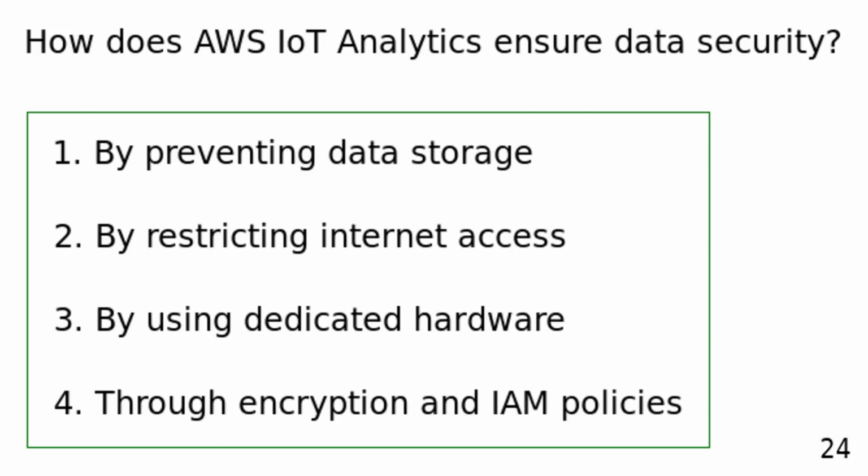How does AWS IoT Analytics ensure data security? By preventing data storage. By restricting internet access. By using dedicated hardware. Through encryption and IAM policies.